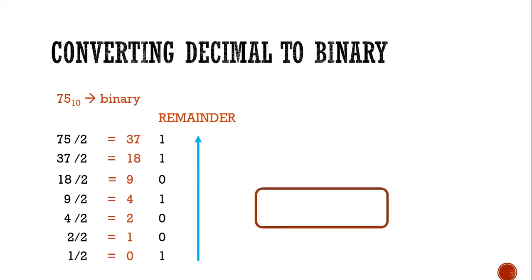So in this case we have 1, 0, 0, 1, 0, 1, 1. So this is now the binary equivalent of 75 base 10.